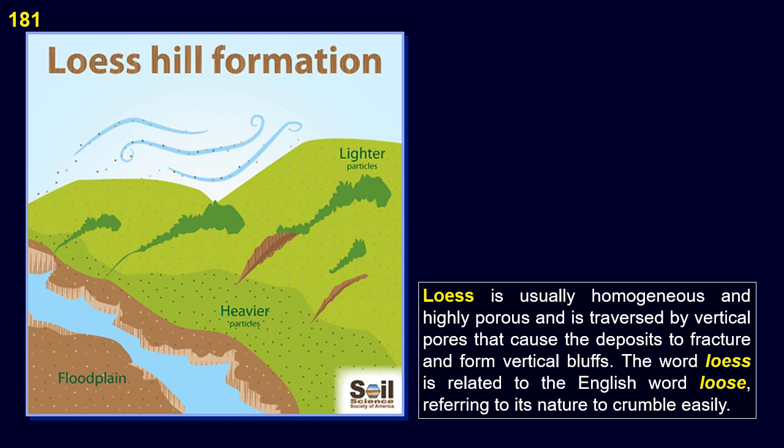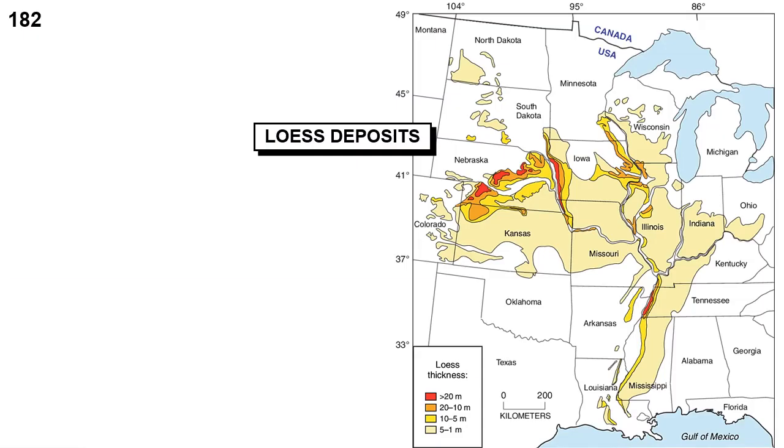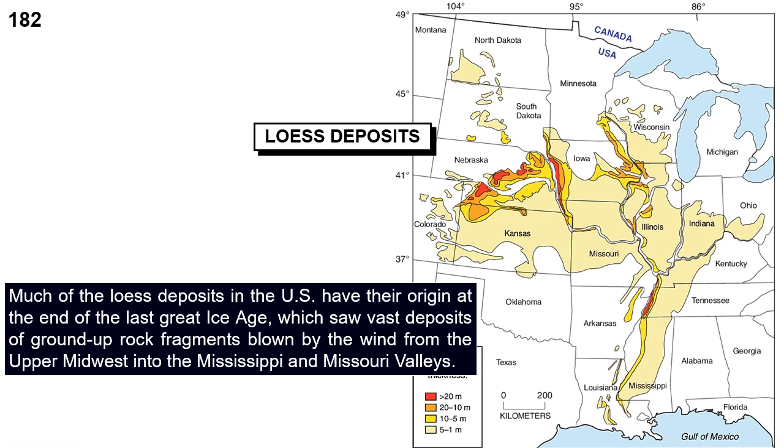The word loess is related to the English word loose, referring to its nature to crumble easily. Much of the loess deposits in the U.S. have their origin at the end of the last Great Ice Age, which saw vast deposits of ground-up rock fragments blown by the wind from the upper Midwest into the Mississippi and Missouri valleys.